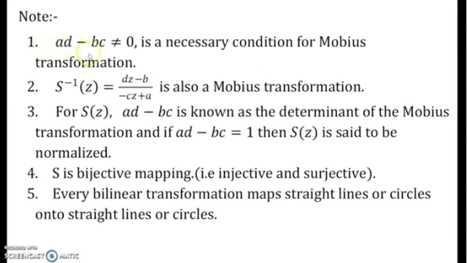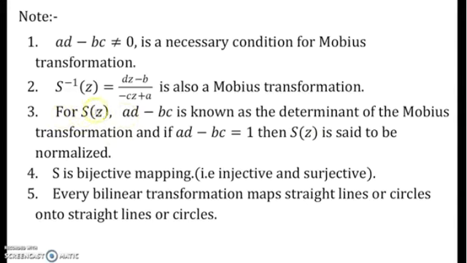So next, some important notes. In the given transformation, ad minus bc not equal to 0 is a necessary condition for a Mobius transformation. And S inverse of z is equal to (dz minus b) by (minus cz plus a), which is also a Mobius transformation. S of z is a bilinear Mobius transformation, and its inverse is also a Mobius transformation, because S is a bijective mapping, both injective and surjective.